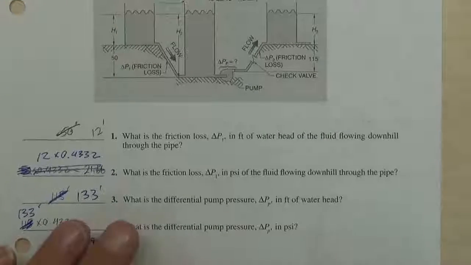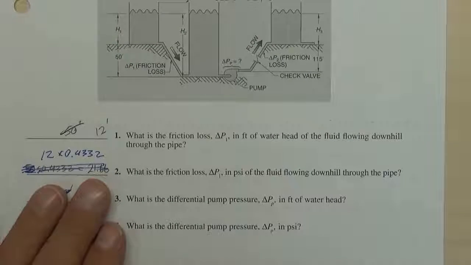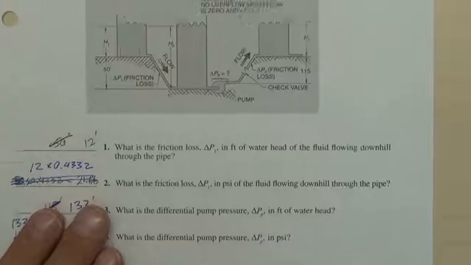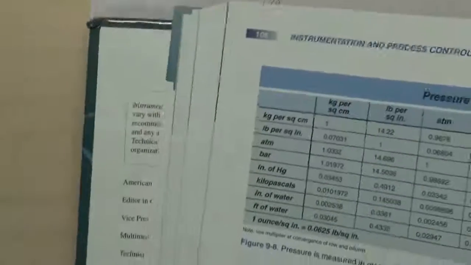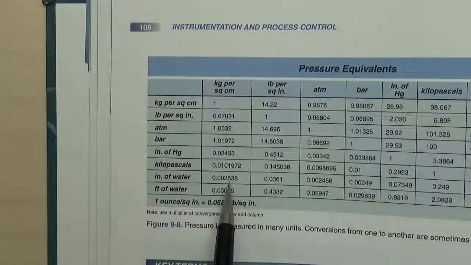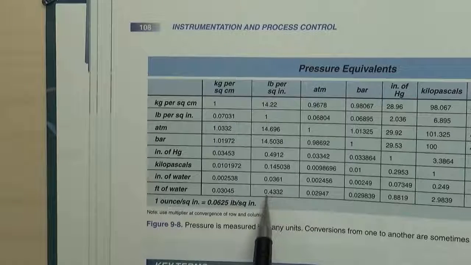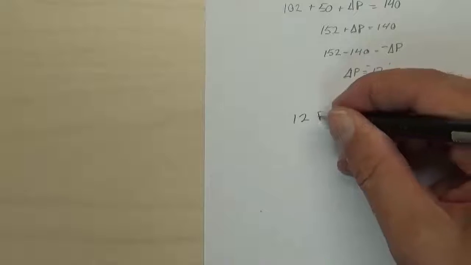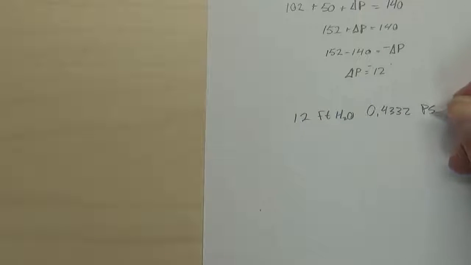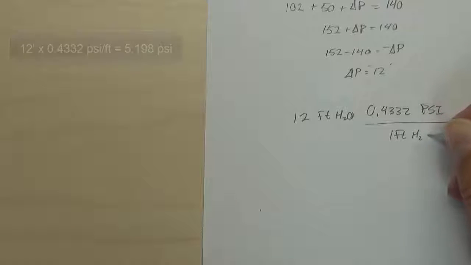Okay, part 2 asks, what is the friction loss, delta P1 in PSI, of the fluid flowing downhill through the pipe? Well, that's just a unit conversion problem. So we need to go from feet of water to PSI, and we're going to use this 0.4332 number. Feet H2O, and we said that 0.4332 psi is the same as 1 foot H2O.